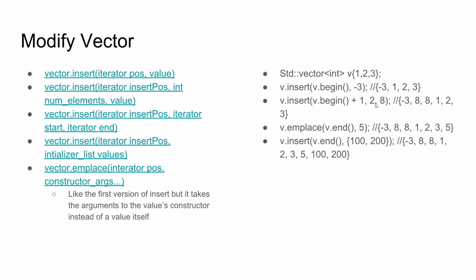So the double 8 is from this one right here. You take a position to insert at, how many elements you want to add, and then the value that you want to add. So I want to insert, starting 1 element past the beginning, 2 8s. If we look back here, 1 element past the beginning would make my insertion point be right after the -3, and I'm going to add 2 8s, 8 8, and then I have the rest of the elements, the 1 2 3. Anything else?